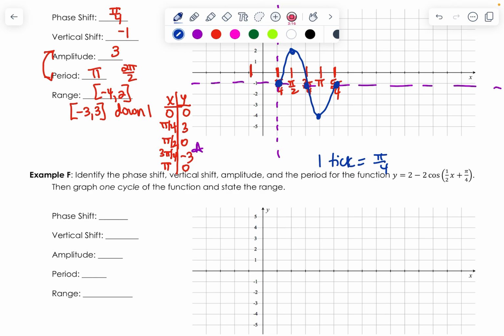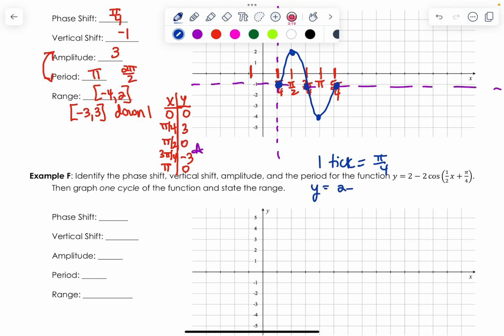Okay, so then let's go ahead and try letter F. Now, this is not written in the right form. So what you're going to do is you're going to pull the 1/2 out to get it in the right form, okay? You cannot have 1/2 x plus pi over 4. It has to be 1/2 times a quantity. So hopefully you can see how that is.